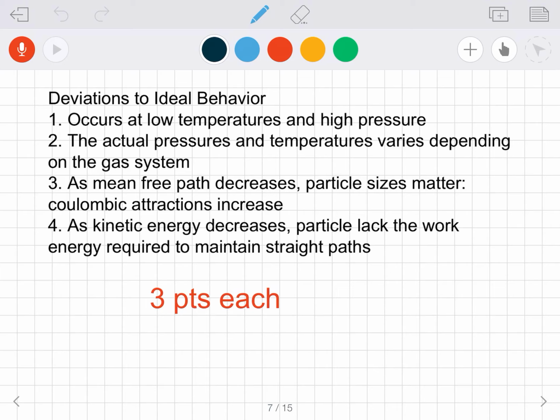The second is when the particles don't have enough work energy to be able to maintain straight line paths and they start to curve towards each other. That occurs when you have low temperature. Remember, their kinetic energy comes from the thermal environment. So as they lose thermal heat, they lose velocity, and now they can't do the work necessary to maintain straight line paths, and they start to curve towards each other. So we have 2 conditions under which we get deviations, high pressure and low temperature. Now the exact pressure and the exact temperature depends upon which gases you're dealing with and how concentrated they are.